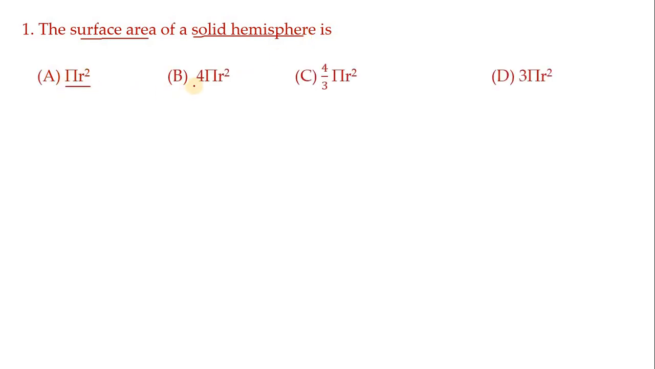Now let us move on to the question section. First one, the surface area of a solid hemisphere is: pi r square, 4 pi r square, 4 by 3 pi r square, 3 pi r square.